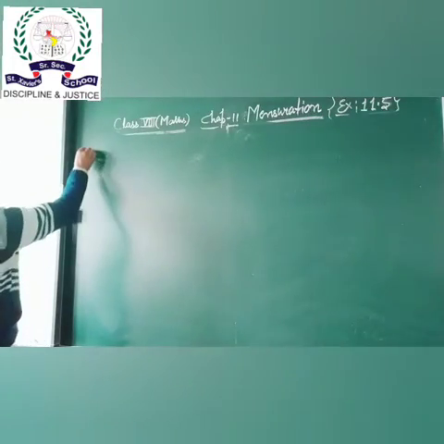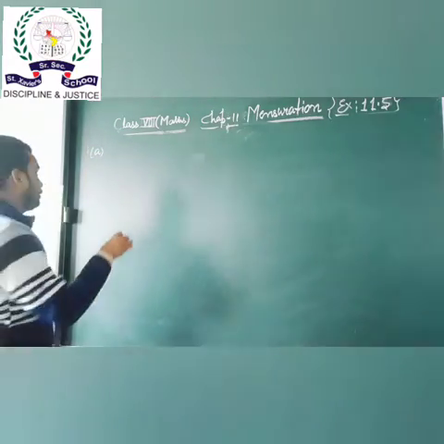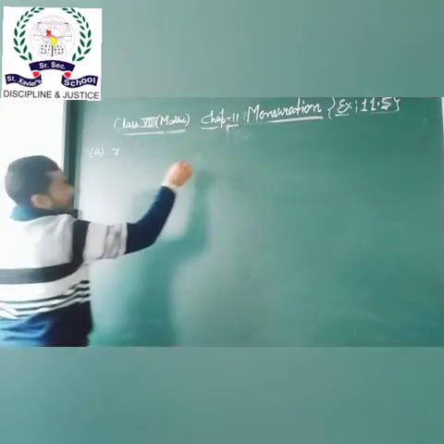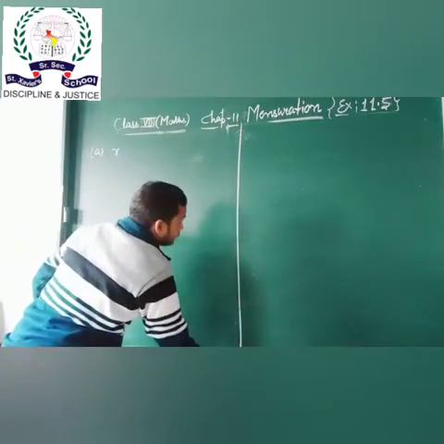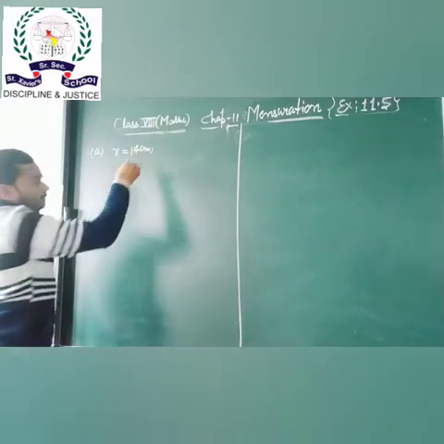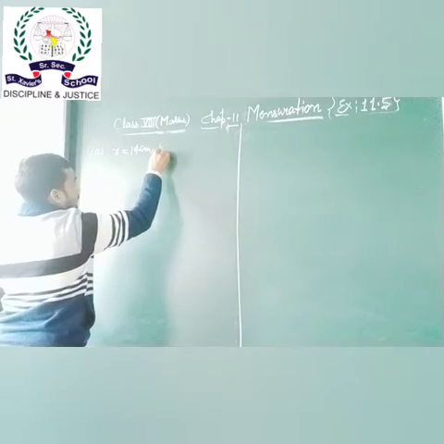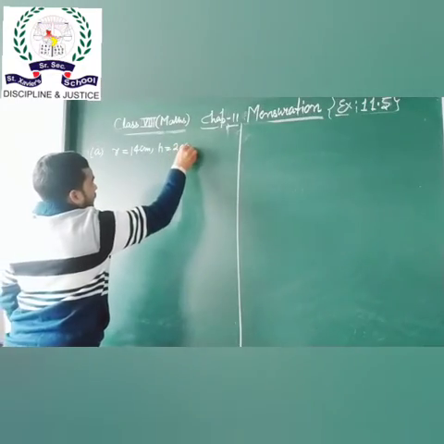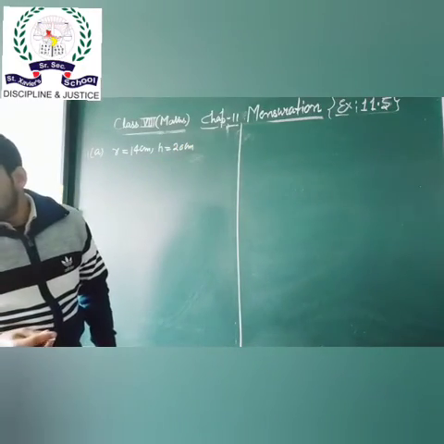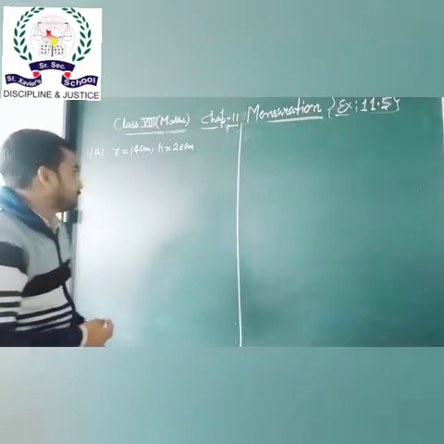Question 1 part A, where the radius is given as 14 centimeter and the height is given as 20 centimeter. You have to find the surface area, lateral surface area and volume.